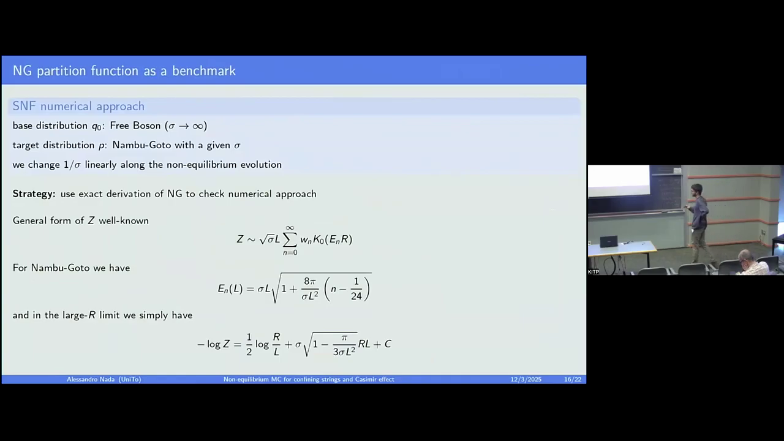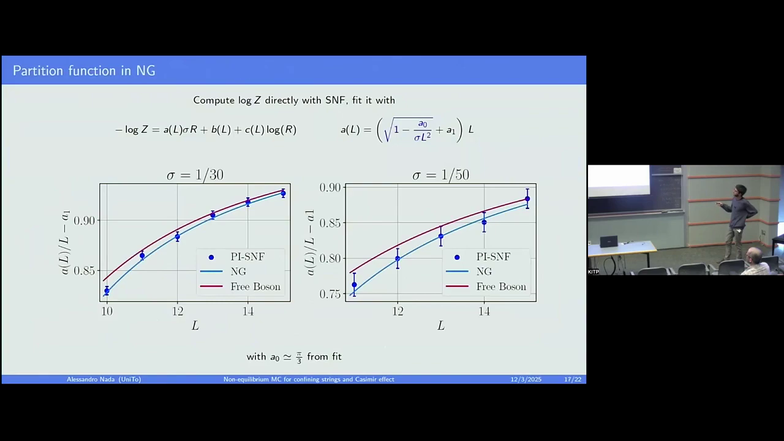Okay, the first thing that you want to do is check whether we are doing something correctly or not. And we can actually check it because we know very well the partition function. In particular, this goes with the Bessel function. You can extract the energy levels from Nambu-Goto, and in the large R limit, you can find this behavior for the logarithm of the partition function. We can compute the partition function using Jarzynski equality. And essentially we found that you can clearly distinguish in both of these plots, which are numerical results, the behavior of Nambu-Goto and the one of the free boson, okay?